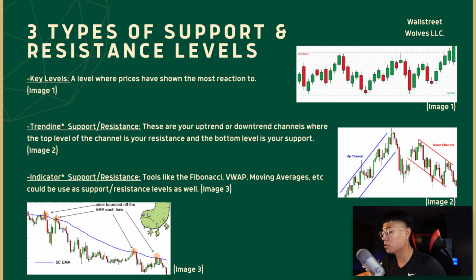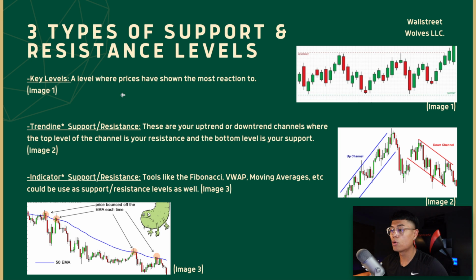You look at this picture to the right, image 1. Our resistance is the red line, our support is the green line. You can see the resistance was tested not once, not twice, but 3 times, making this a strong resistance level. And our support was tested 1, 2, 3, 4, 5 times, making this a very strong support level.